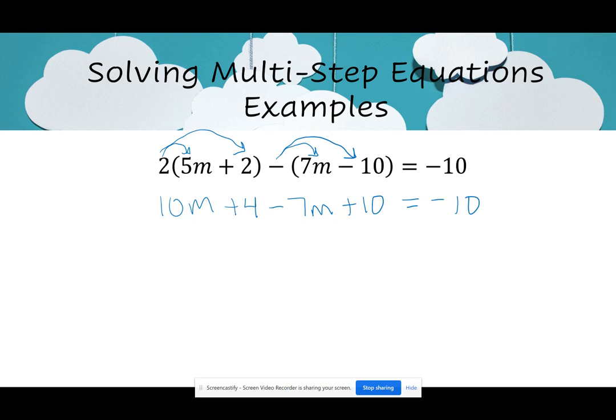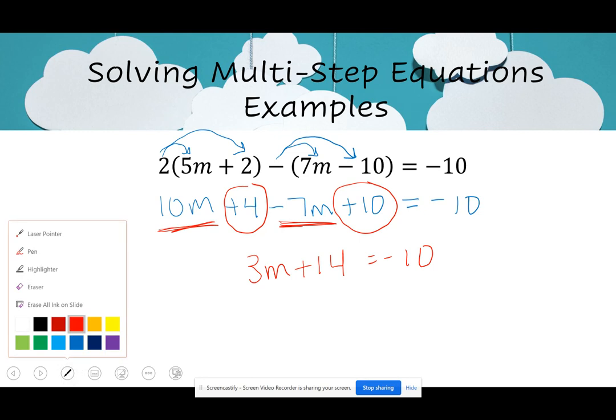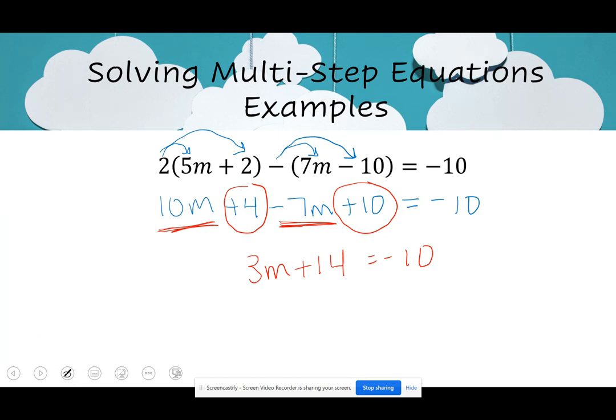Next step is to combine terms, or like terms, that are on the same side. So in this case, we have 10m minus 7m gives us 3m. Then we have 4 plus 10 is plus 14 equals negative 10. So on these, you just combine them. So we do what operation is already there. It's when we're moving stuff to the other side of the equal sign that you have to do the opposite sign. So in this case, now we want to get all constants to one side, all variables to the other.